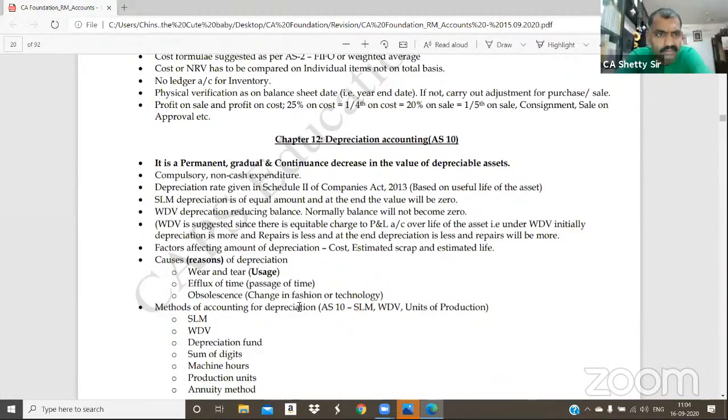Schedule 2 of the Companies Act gives maximum estimated life, meaning least amount of depreciation. Understand the example correctly. Example, cost 100 lakh, life 10 years, depreciation is equal to 10 lakh.